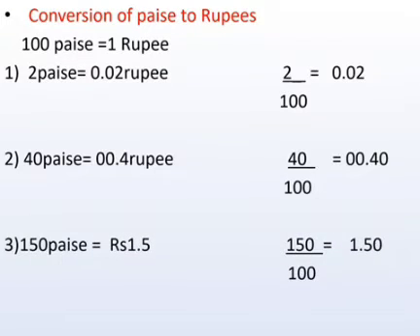150 paise. 150 divided by 100. So 150, the numerator, write as it is. In 100 we have 2 zeros. So let us place the decimal point after 2 numbers from the right side. That is, we get 1.50. So while writing, you can write it as Rs 1.5. So that means 1 rupee 50 paise.